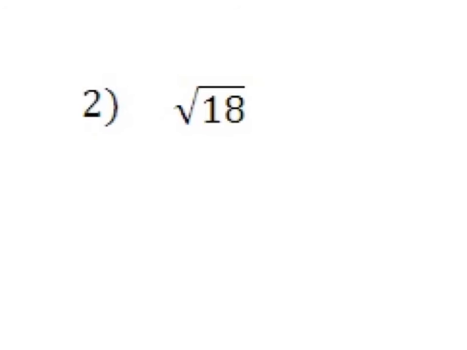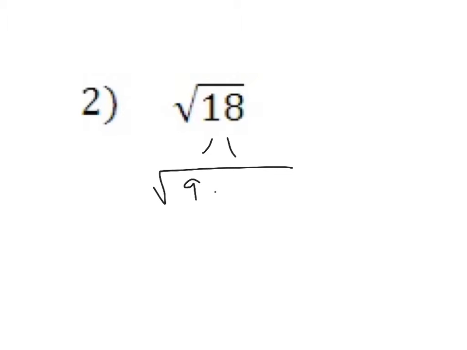Let's do number 2. So the square root of 18. The first thing we can do is break up 18 into 9 times 2. So now we have the square root of 9 and the square root of 2. What's the square root of 9? 3. So 3 root 2.